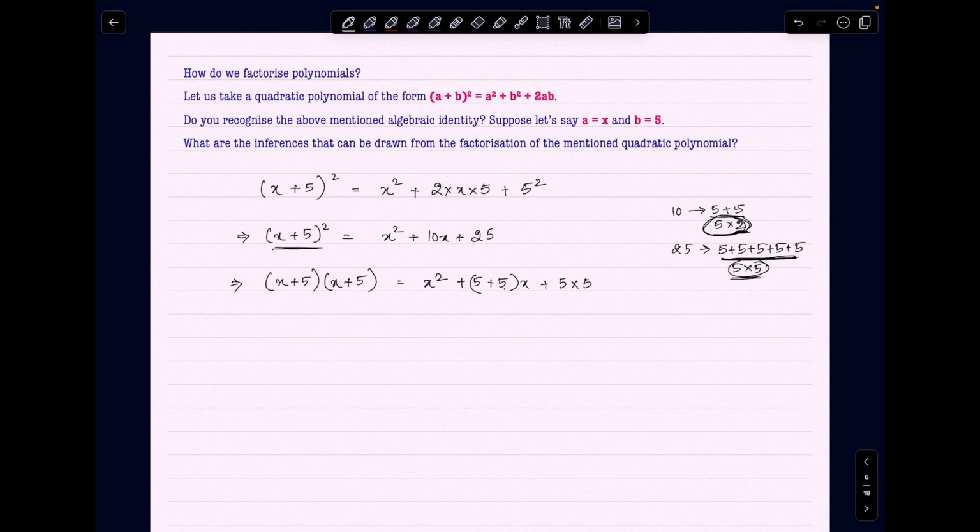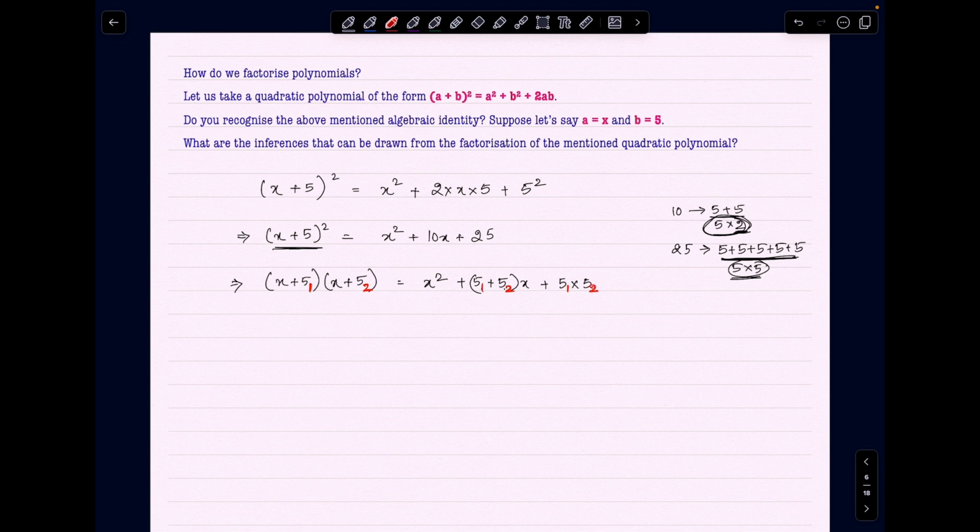For my purpose, I want to mention this first 5 as 5 with a 1 at the base. Just to know that this is the first 5 and this is the second 5. Nothing more, this has no value. Just for explaining purpose, I'm writing it. This is the first 5, this is the second 5. Understood? Similarly, here also 2 5s are there, first 5, second 5. Here also first 5, second 5.